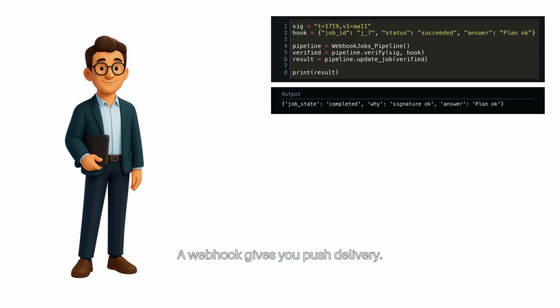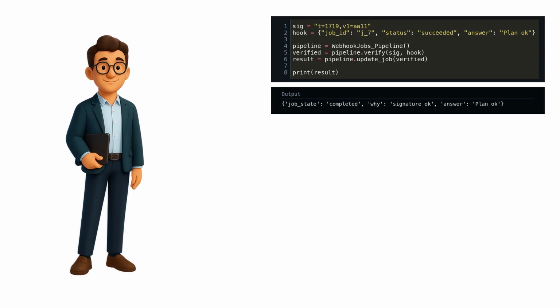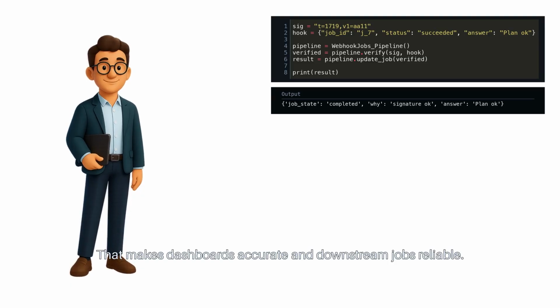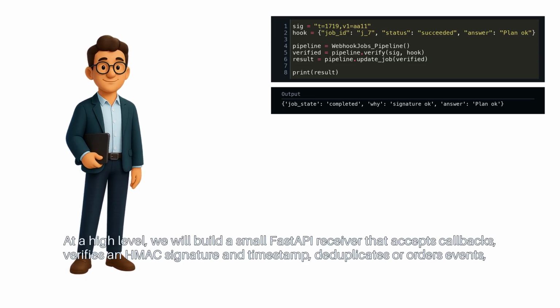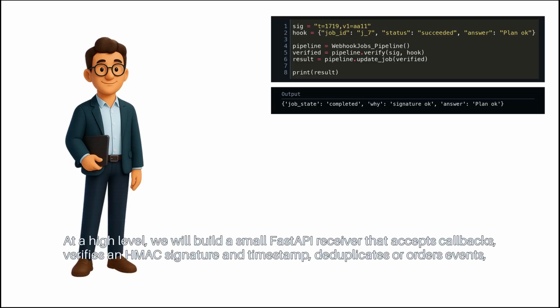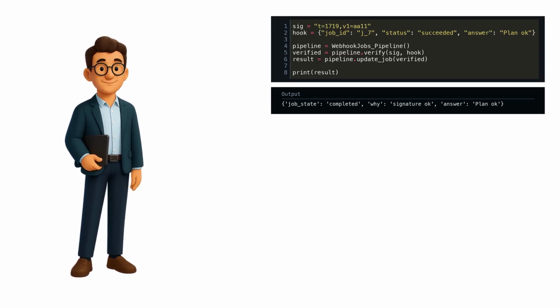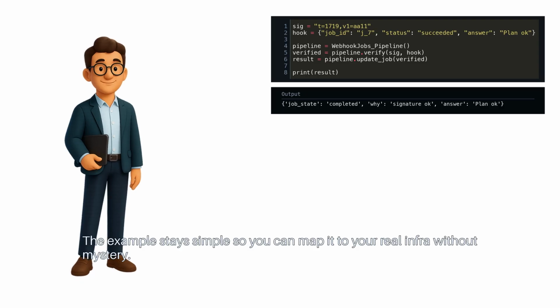A webhook gives you push delivery. Success means fast acknowledgements, verified authenticity, and a durable job record that reflects the final result. That makes dashboards accurate and downstream jobs reliable. At a high level, we will build a small FastAPI receiver that accepts callbacks, verifies an HMAC signature and timestamp, deduplicates or orders events, and persists the final state. The example stays simple so you can map it to your real infra without mystery.